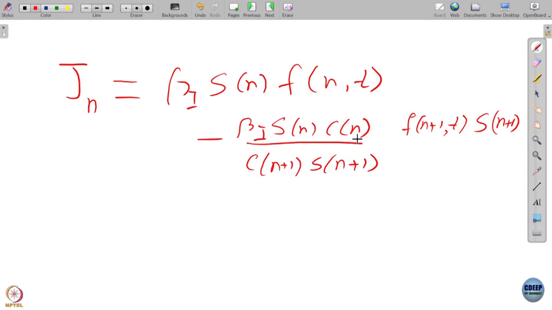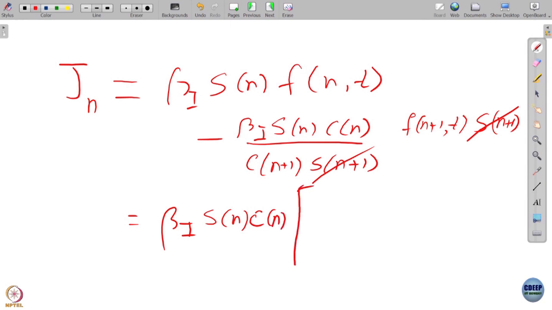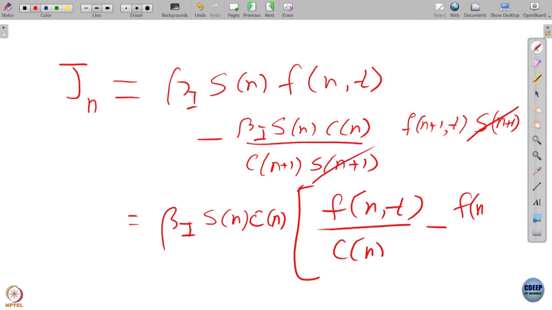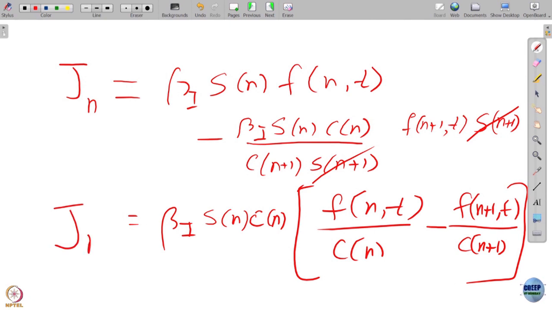Okay. So I got this now. Now, I notice the following thing: the Sn plus 1 terms get cancelled and I get beta I common. So I take beta I Sn out, I also take Cn out common, then I get Fnt by Cn minus Fn plus 1 t by Cn plus 1. So I get for Jn this expression.